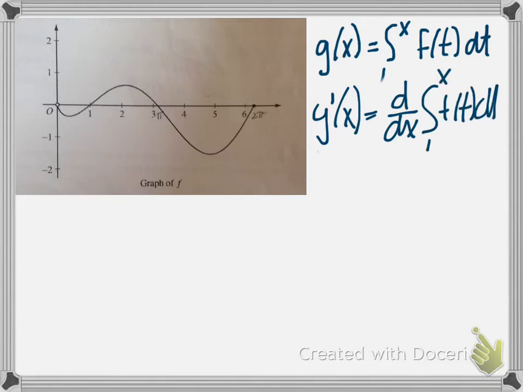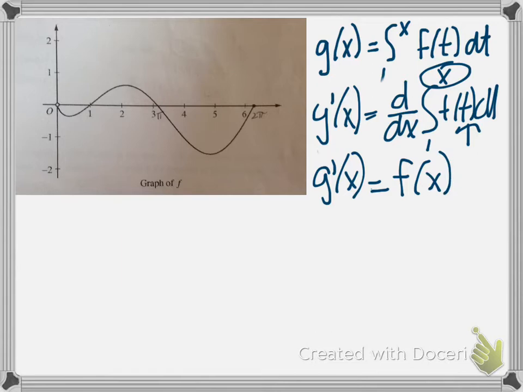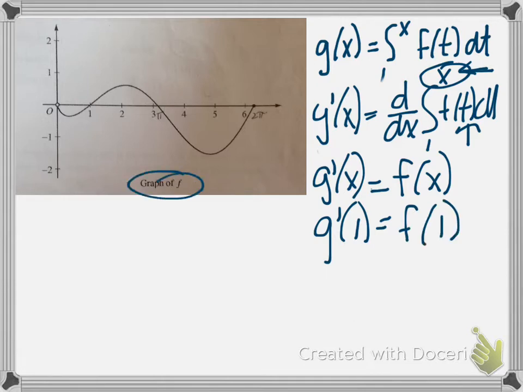And now that's the second fundamental theorem of calculus, which says to just take this upper limit and put it in wherever there's a t. So we're just going to get f of x times the derivative of the upper limit, but the derivative is just 1. So g prime equals f of x, and we want g prime of 1, so you're going to put a 1 where there's an x, so you want f of 1. Well, this is the graph of f, and here's where x is equal to 1, and the y value is 0. So that completes part A.